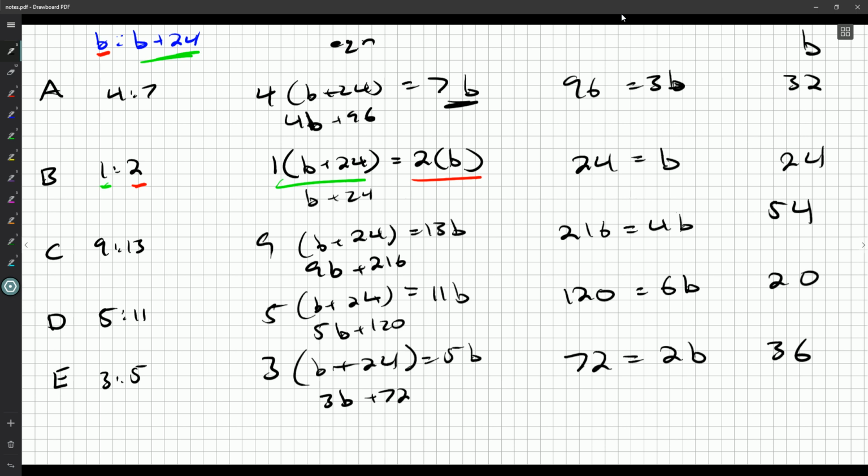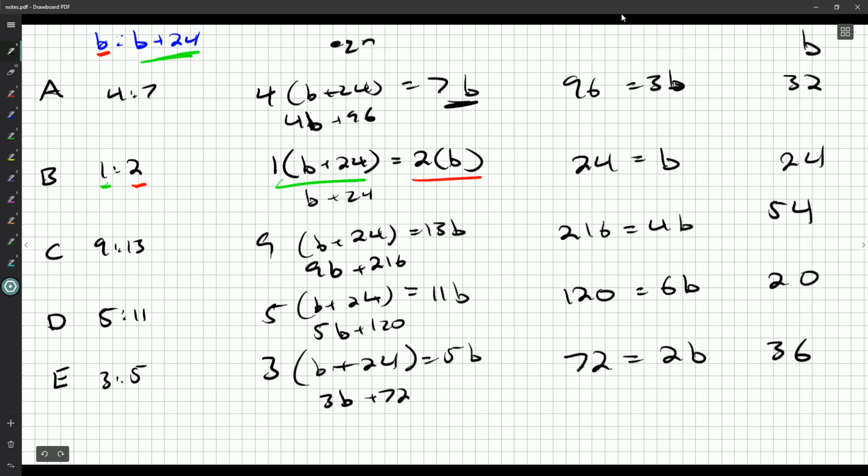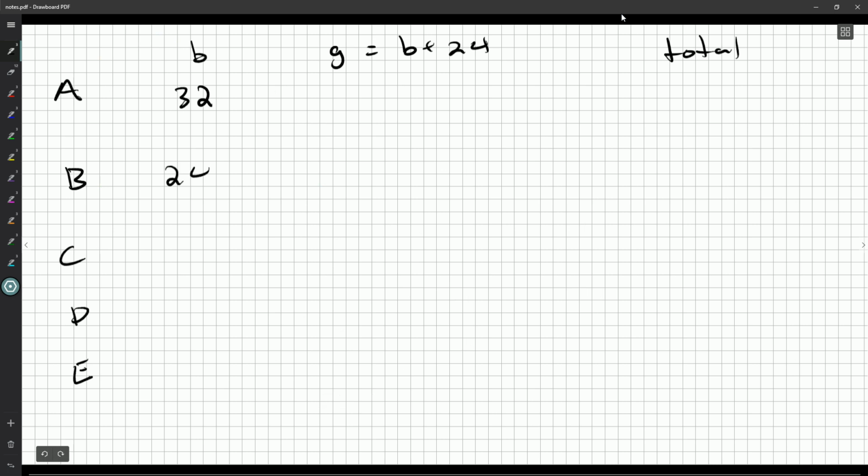Okay. Well, we know the number of boys now. So for A, B, C, D, and E, we've got the number of boys. We can get the number of girls because the number of girls in the original group before any of the girls left was B plus 24. And then we can get the total by adding these two. So we had 32, 24, 56, 54, 20, and then 36. So I'm a little suspicious of the 20. I think that's going to be too low, but let's see.